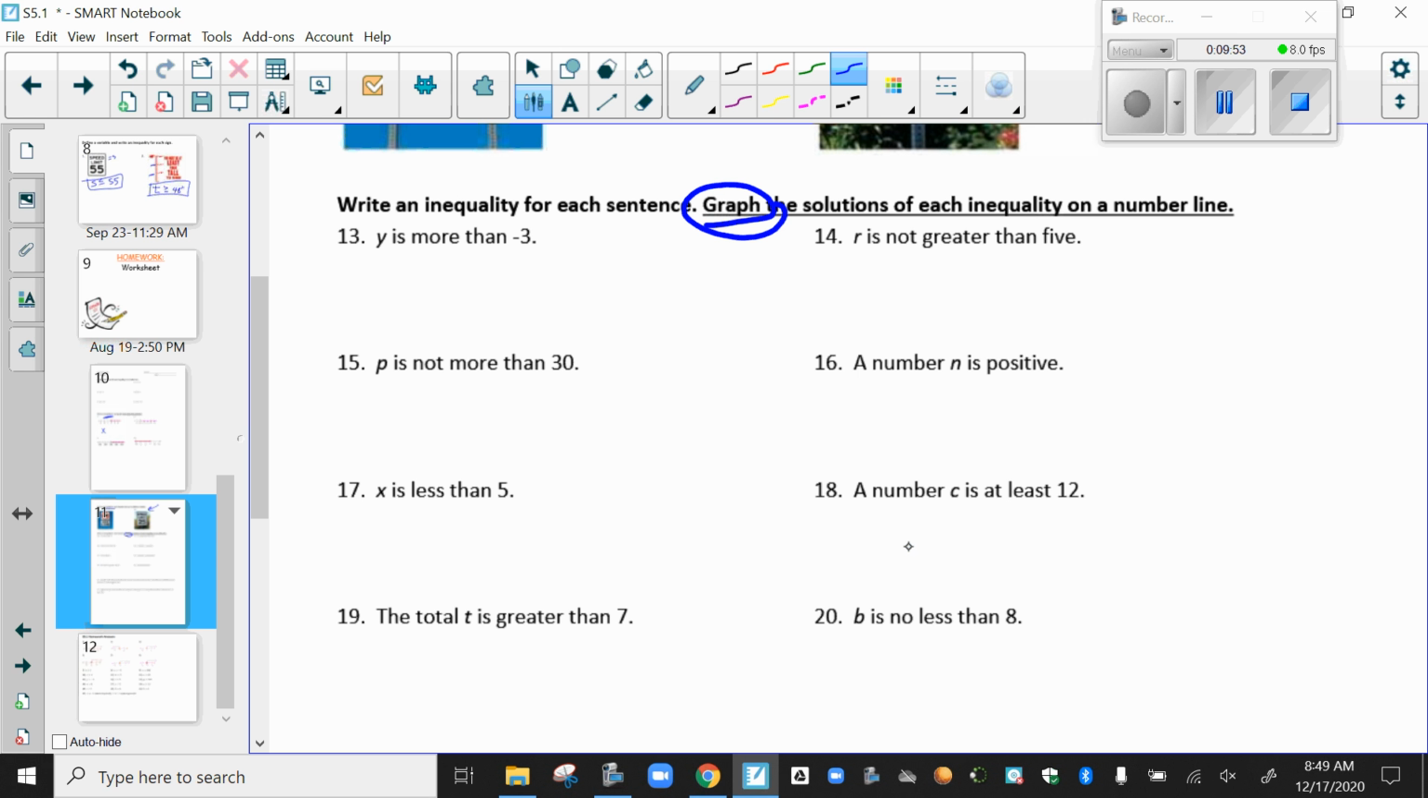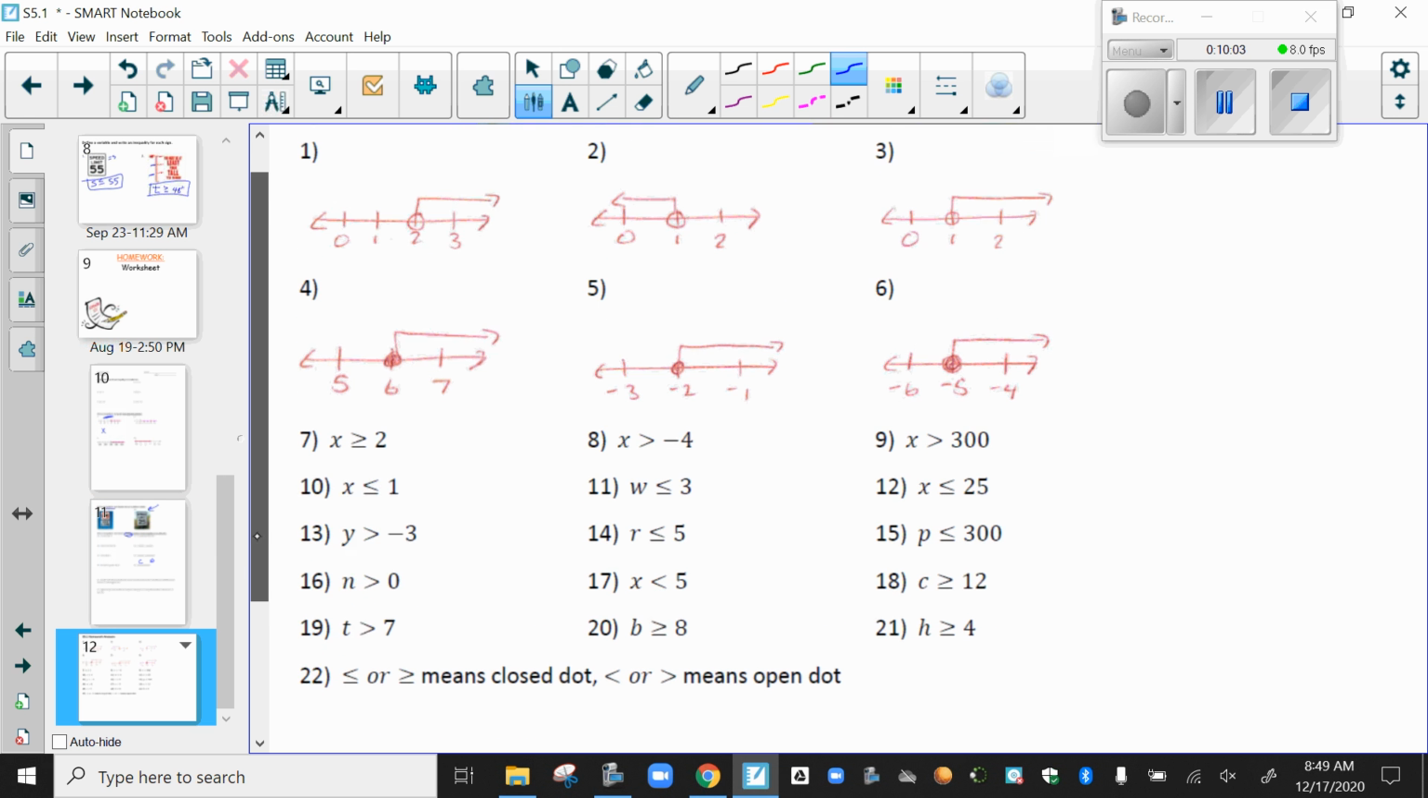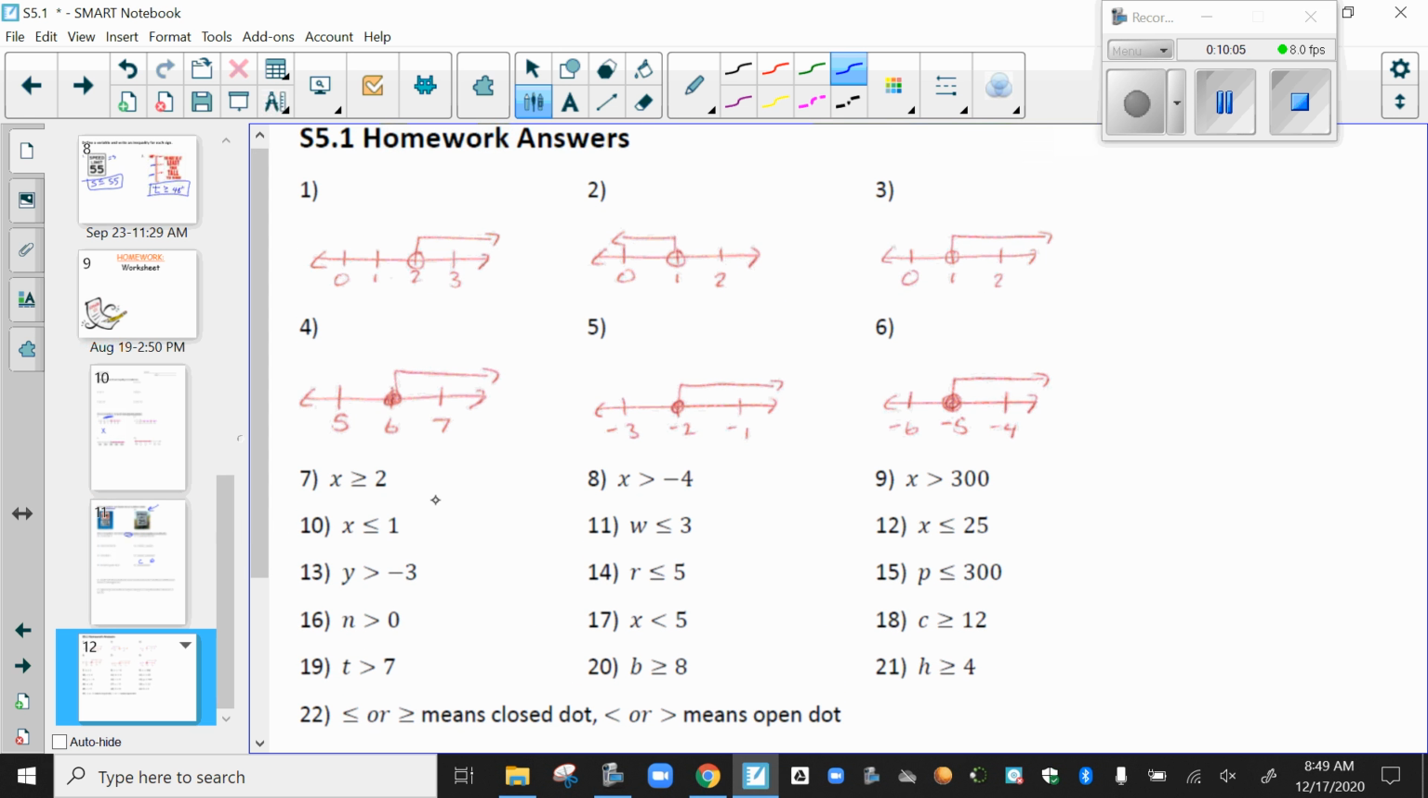A number C means C is at least 12. 12 is at least. You got to come up with that sign, okay? Here's your answers. Your answers should be compared to this before you turn it in. All right, thanks.